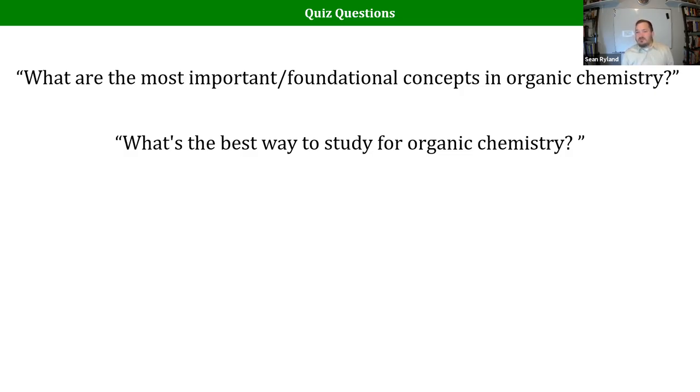The first three times you learn it, it's going to feel like three different reactions that you just have to memorize. But all of a sudden there'll be some moment where you realize, oh, this is the same thing we've done three times now.